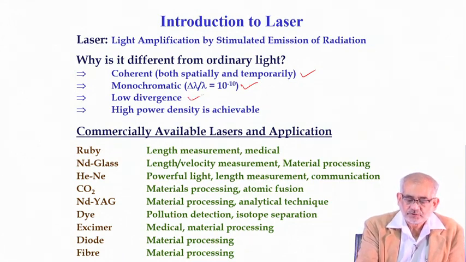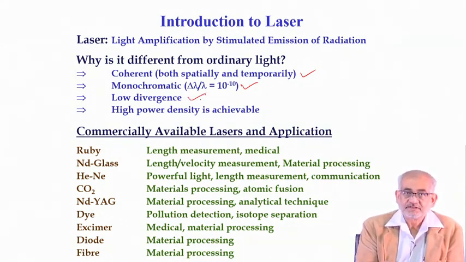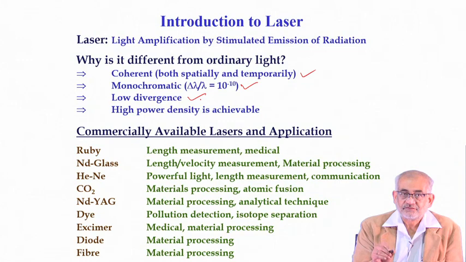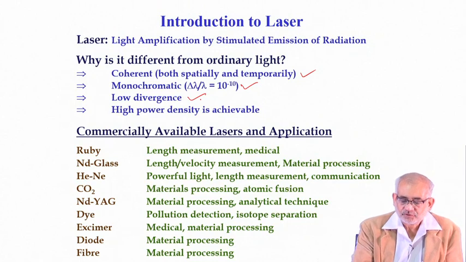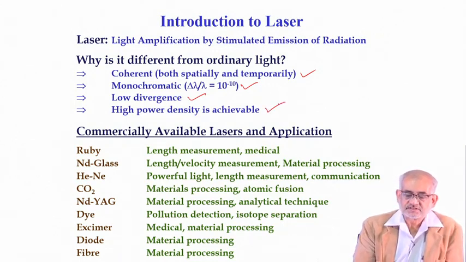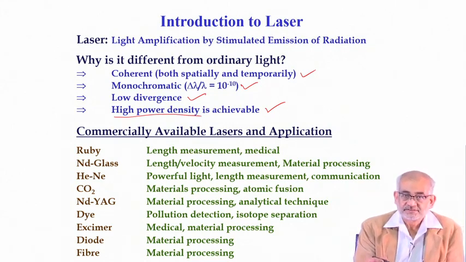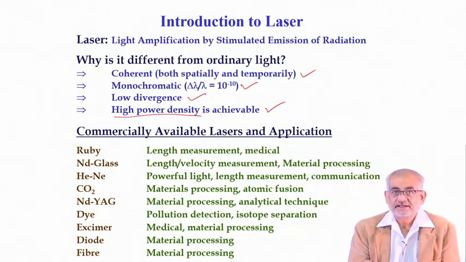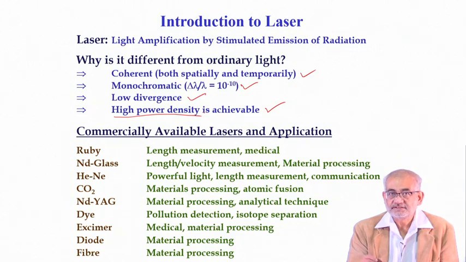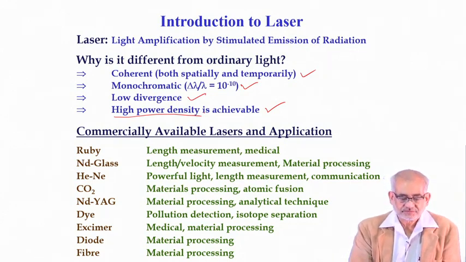We also have very low divergence. That means the beam will follow an absolutely straight line path, so that from where it is launched to where it is incident, there will be no divergence. And the most important thing as far as material processing is concerned is a high power density. So essentially not energy into time, but power over the irradiation area. The power density is so high that you can treat any kind of solid and cause anything from heating to melting to vaporization and so on.